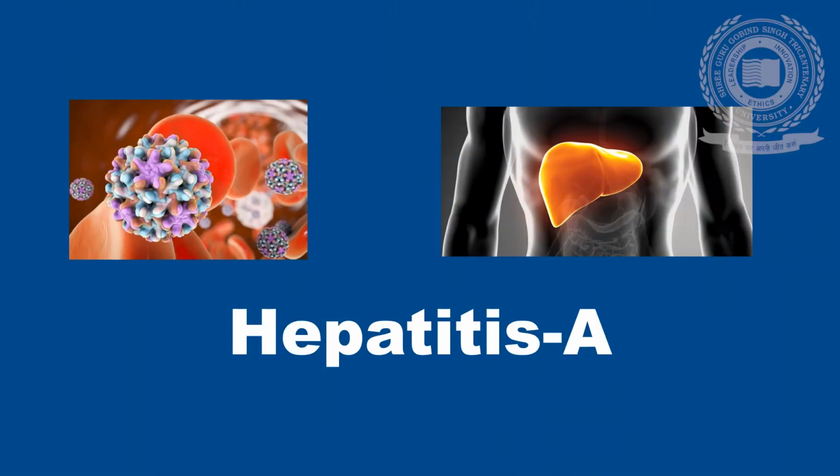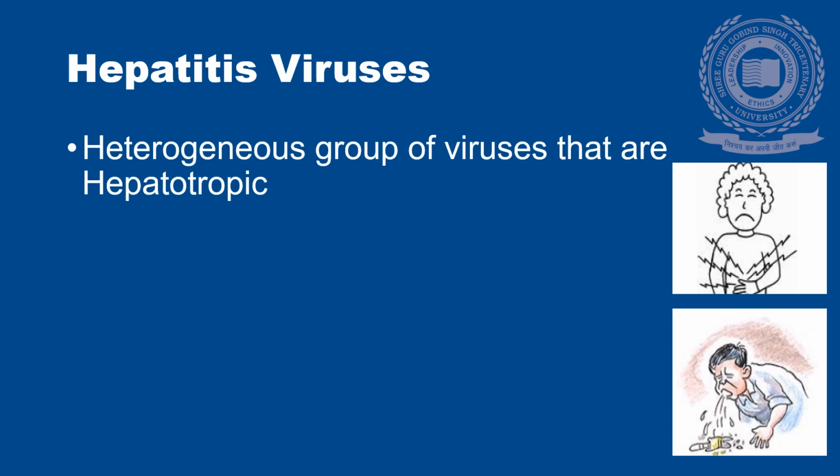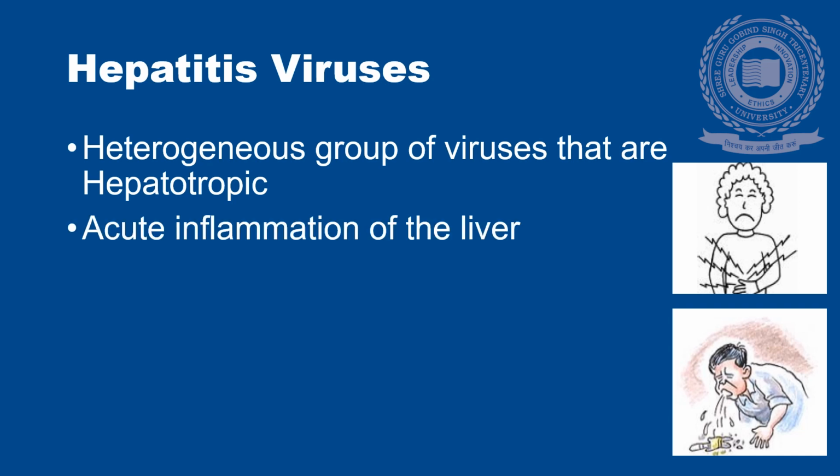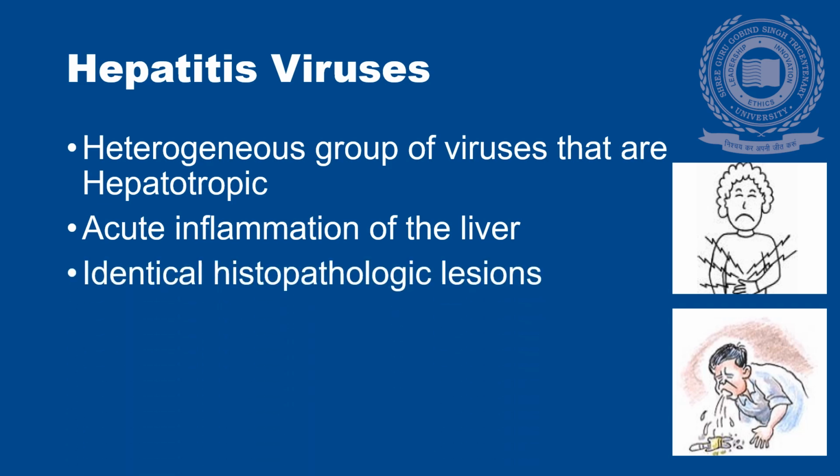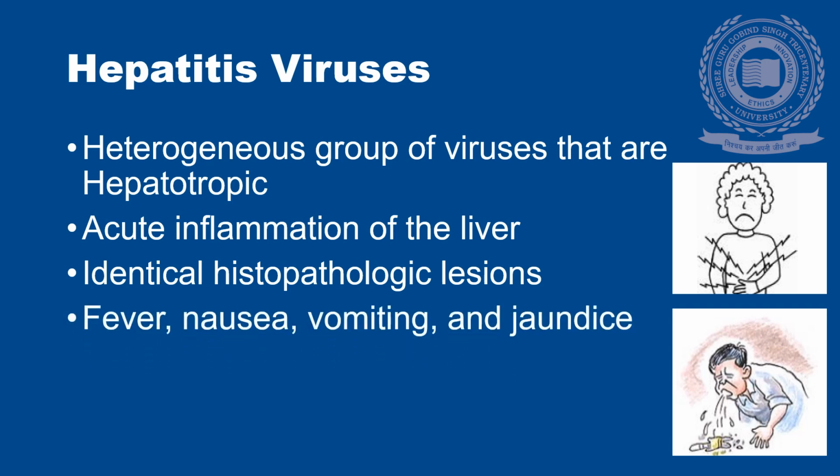Today we will be discussing the topic of hepatitis A. Hepatitis viruses are those viruses which have predilection to cause infection in the liver. These are a heterogeneous group of viruses that are hepatotrophic. They cause acute inflammation of the liver and they have identical histopathological lesions. Also, they have common clinical features, which are fever, nausea, vomiting and jaundice.